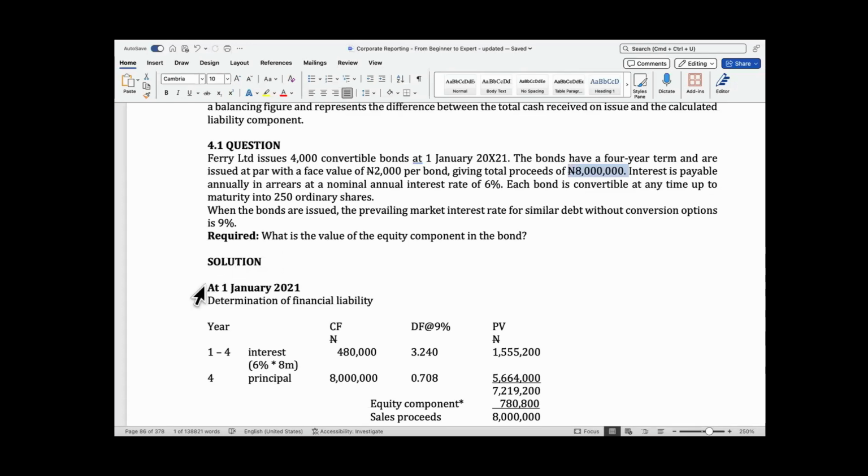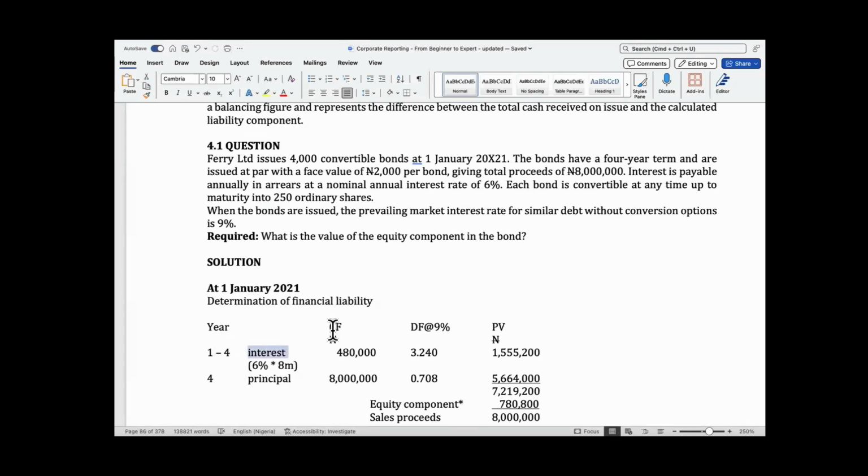So to solve this, at the date of the issue, which is 1st January 2021, we will need to determine the value of the financial liability first. That's the first thing we do. And to do that, you are going to get the present value of the interest, the annual interest, and you're also going to get the present value of the principal. By the time you add the two together, that gives you the value of the liability. So how do you get the present value of the interest?